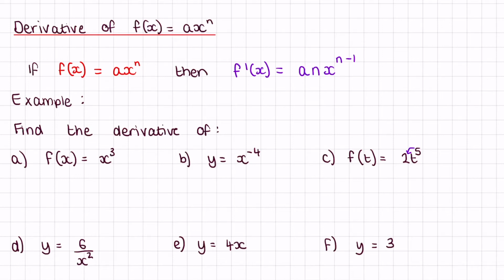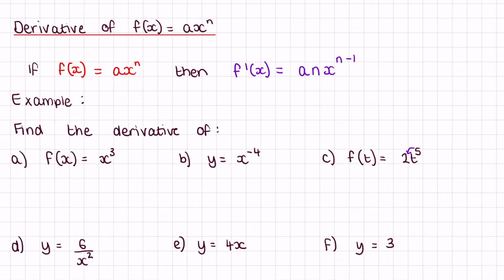Hello, this video is on the derivative of a function that equals ax to the power of n. So if we have a function that is ax to the power of n, then the derivative of that is anx to the power of n minus 1. So what happens here is we almost bring the n down and multiply it by our a value if there is one, and then we minus 1 from the power.